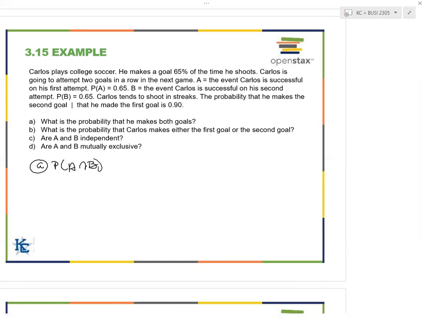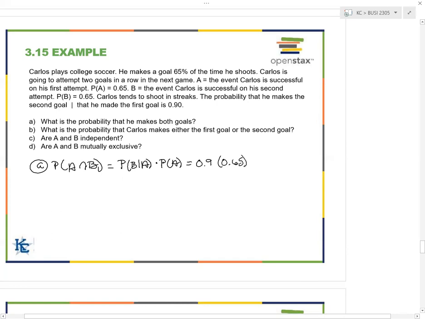To make both, remember that you can find the intersection by the probability of B given A times the probability of A, right? And we have the probability of B given A, and we have the probability of A. So the probability of B given A is 0.9, and the probability of A is 0.65. And so when we multiply, we get 0.585.